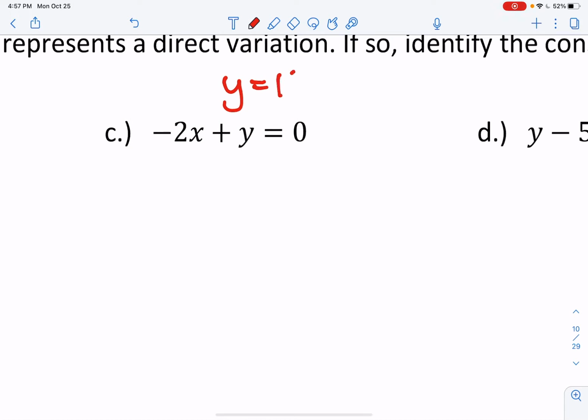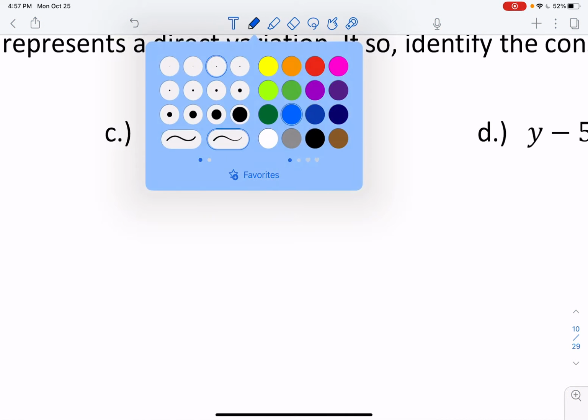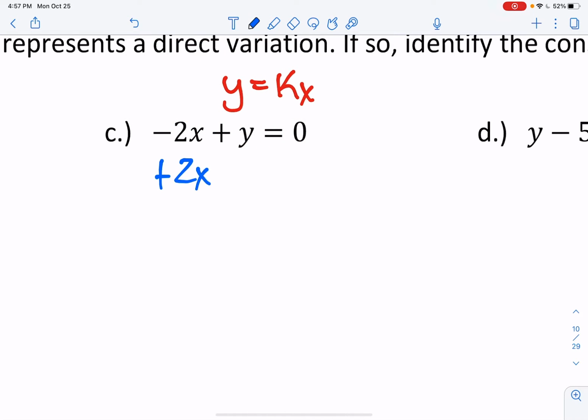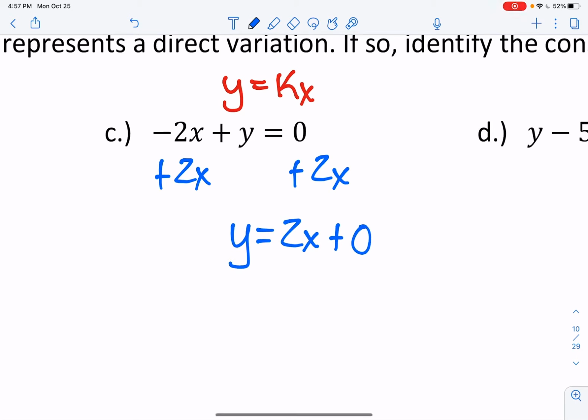Now this one, does it follow the format y equals kx? Well, y is not by itself. So what do I need to do to get y by itself? I need to add 2x to both sides. Y equals 2x plus 0. Well, anything plus 0 is just itself. It's just y equals 2x. So now we see that k is just 2.